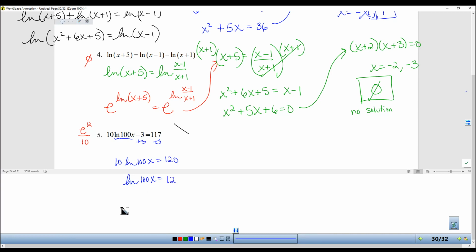I undo a natural log with an e. That's its inverse. And if you ever forget that, they're both on your calculator in the same spot. That's how you can know that they go together. And then that's going to give me 100x is equal to e to the 12th. And if you divide both sides by 100, you're going to get e to the 12th over 100.